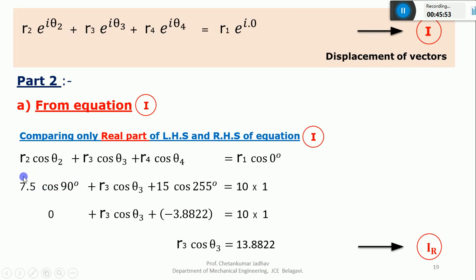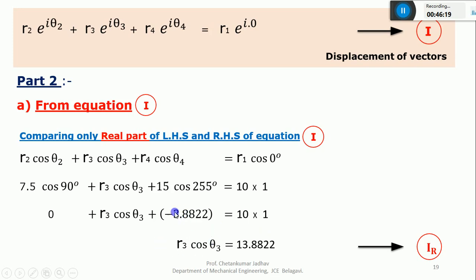Use the calculator and just write down cos 90 is 0, so the entire term becomes 0. Keep R3 and cos theta 3 as it is, because I don't know the value of R3 and theta 3. Use the calculator and you'll get minus 3.882. So 10 into 1, cos 0 is 1. After that, just simplify this, you'll get this answer.